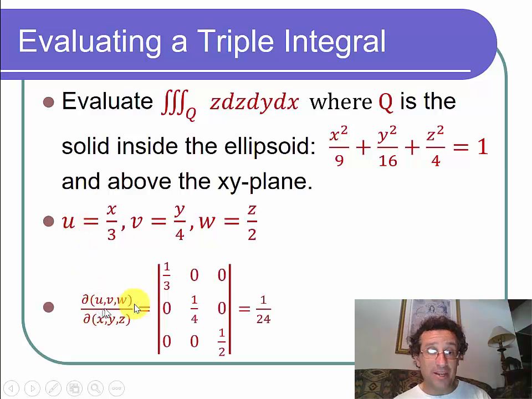I find the Jacobian of this transformation. The partial derivative of u with respect to x is 1/3. Partial derivatives of u with respect to y and z are both 0. The partial derivatives of v with respect to x and z are 0. And the partial derivative of v with respect to y is 1/4. The partial derivatives of w with respect to x and y are both 0. And the partial derivative of w with respect to z is 1/2. That's an easy determinant. Whenever you have a diagonal matrix, you can just multiply. 1/3 times 1/4 times 1/2 is 1/24.